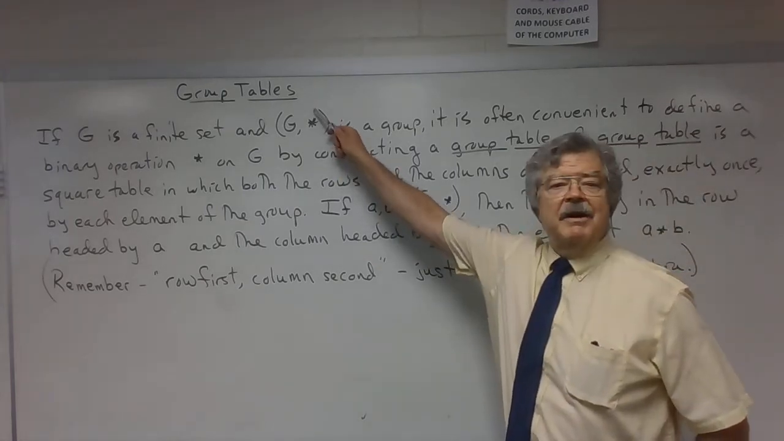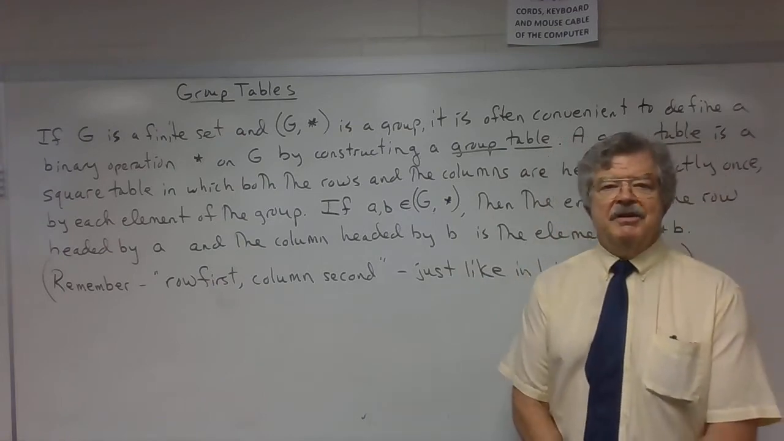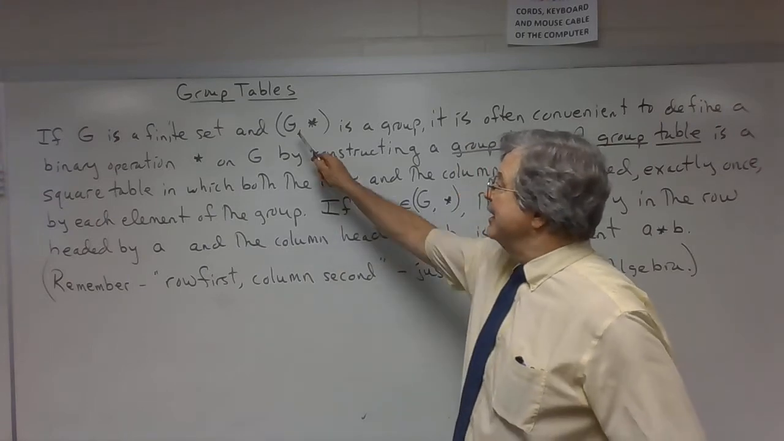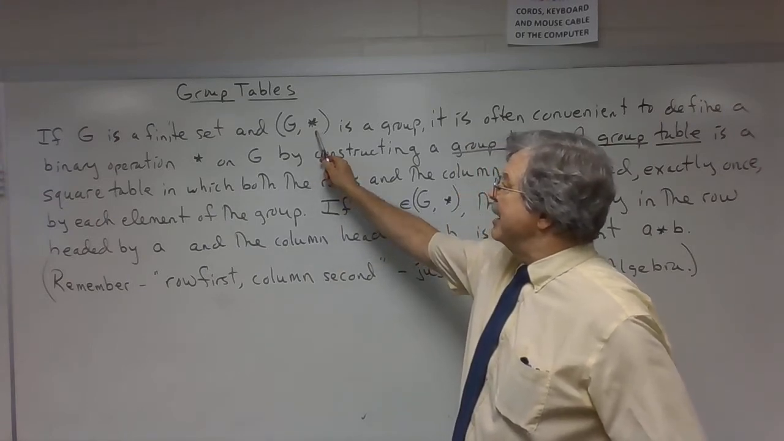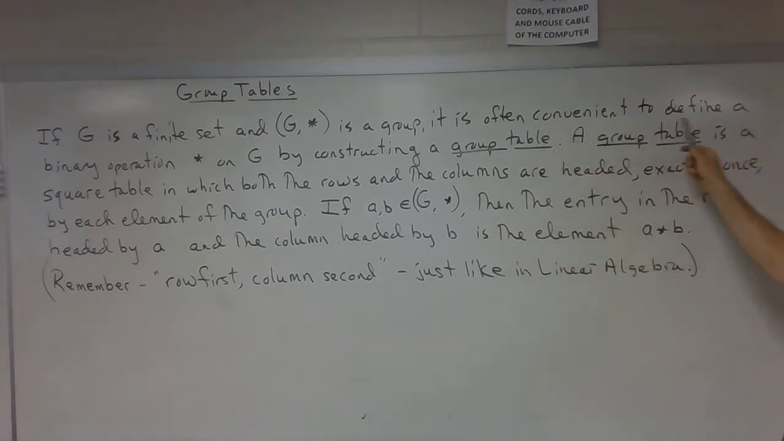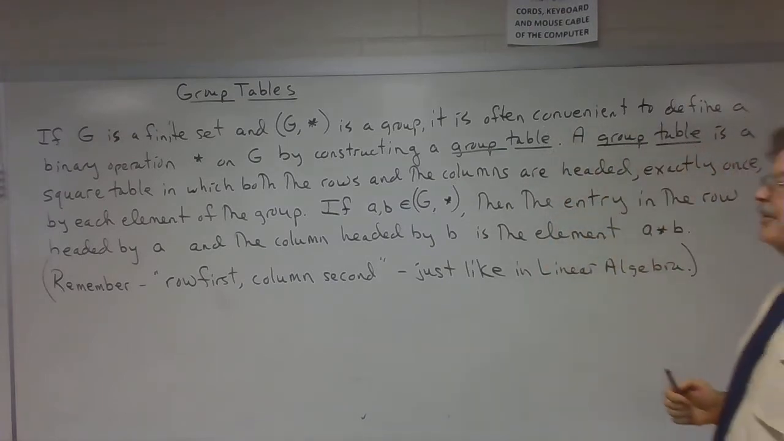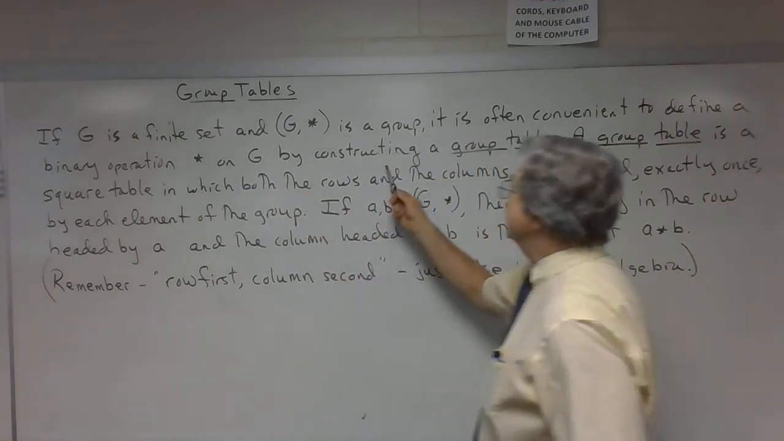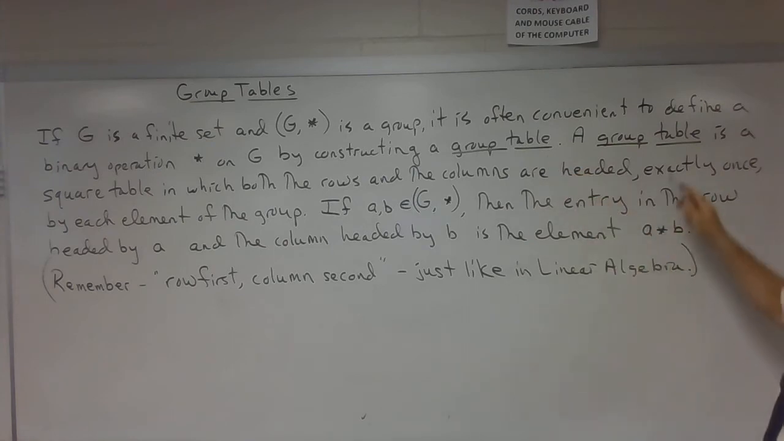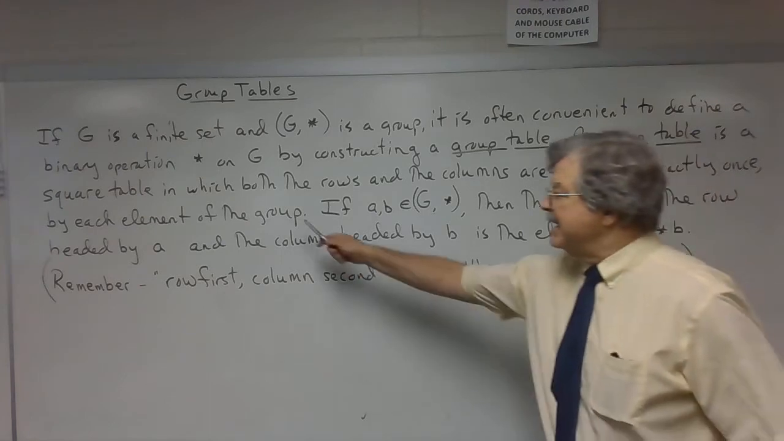We're going to start off by talking about something called a group table. If G is a finite set and G together with the binary operation star is a group, it is often convenient to define a binary operation star on G by constructing a group table. The group table is a square table in which both the rows and the columns are headed exactly once by each element of the group.